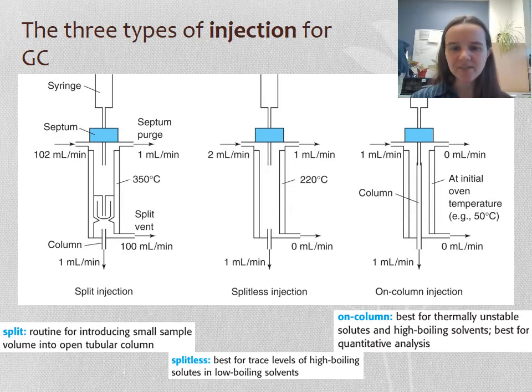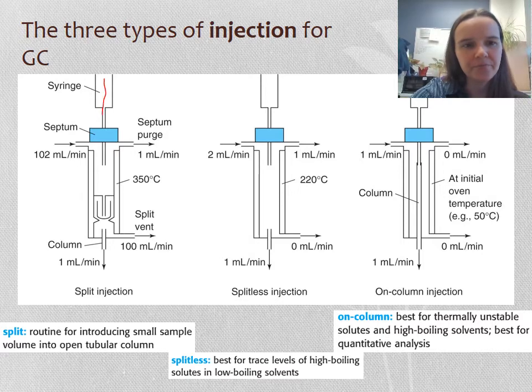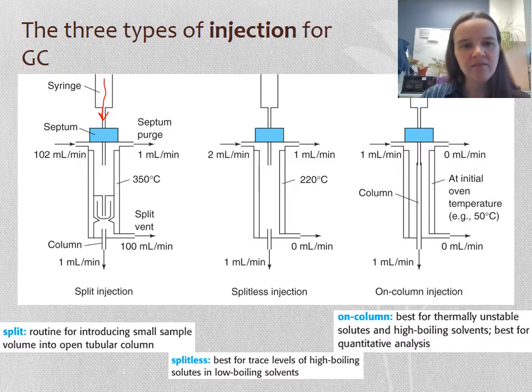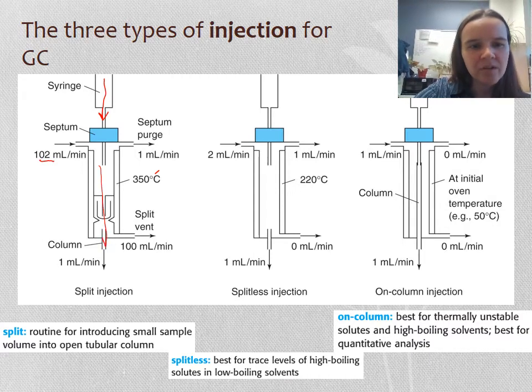The injectors themselves have three different types. From left to right here, we have the split injector. And so what we're seeing on the previous page is the syringe right here. So that's your needle. The blue thing is the rubber septum. And in the split one, what you have is there is some flow going in, right? So like 102 milliliters per minute, for example. Only 1 milliliter per minute of that goes onto the column, and most of it goes to a split vent.